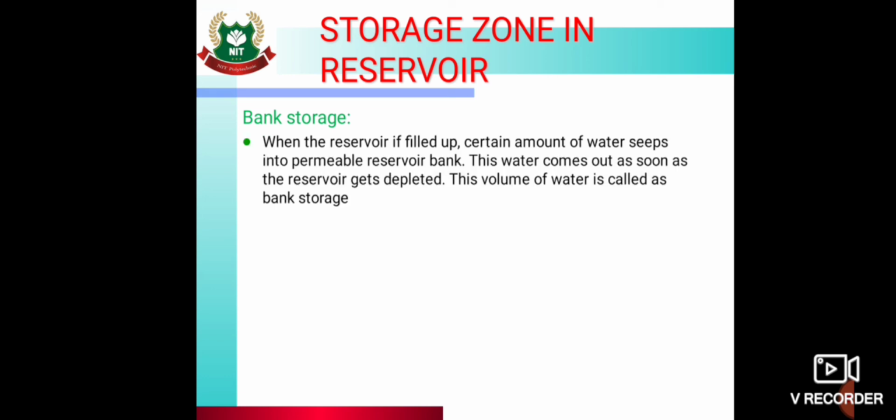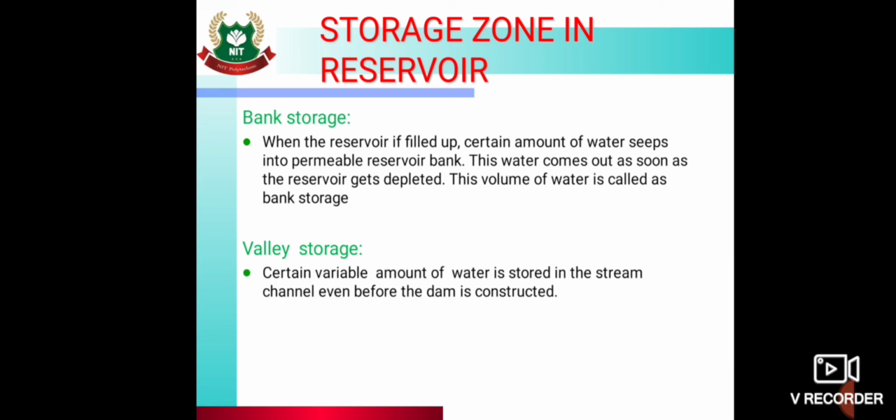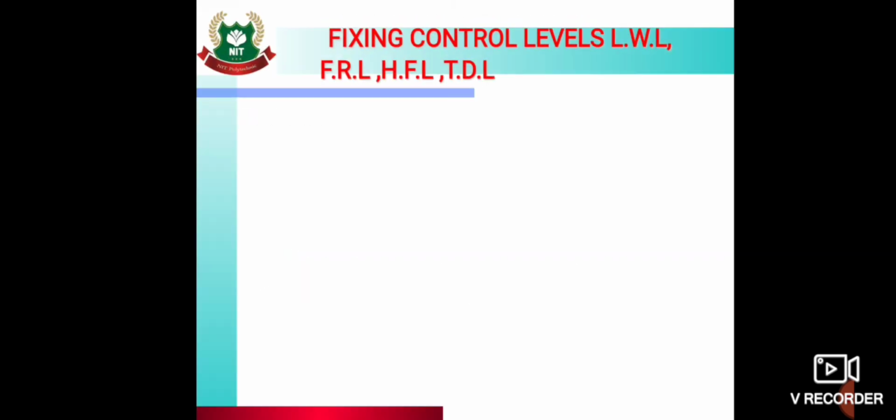Then bank storage: when the reservoir is filled up, a certain amount of water seeps into the permeable reservoir bank. The water comes out as soon as the reservoir gets depleted. This volume of water is called bank storage. Then valley storage: a certain variable amount of water is stored in the stream channel even before the dam is constructed. That is called valley storage.